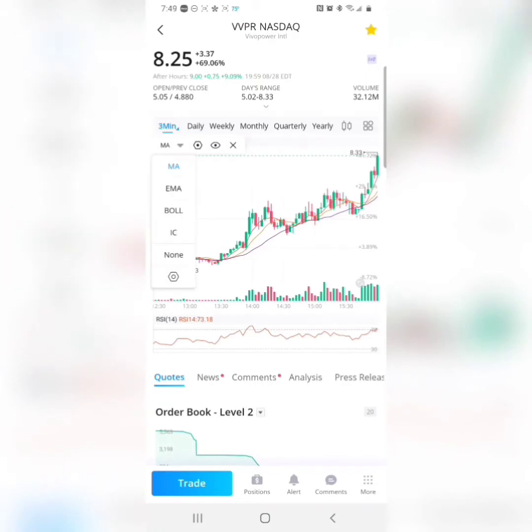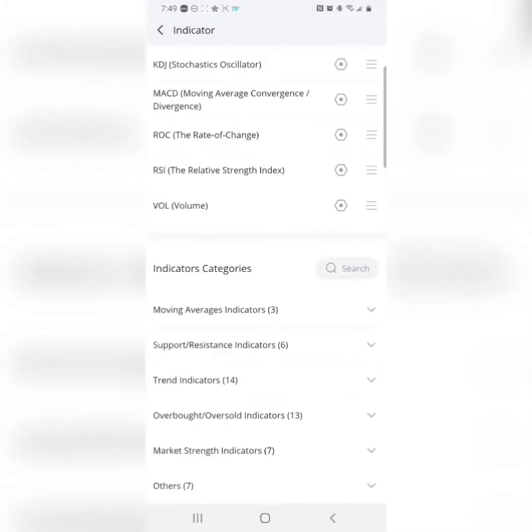Click on the drop down arrow, and you'll see we don't have VWAP. So let's go ahead and add VWAP. Let's hit this settings icon down here. We're going to go all the way to the bottom where it says indicators categories.